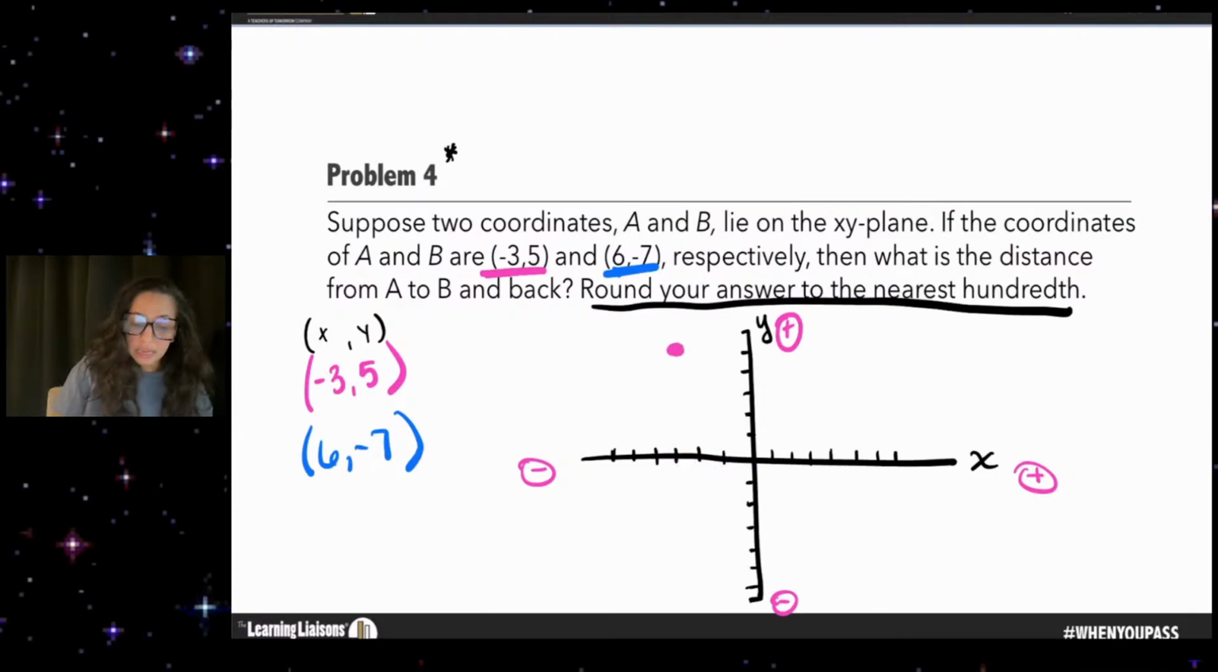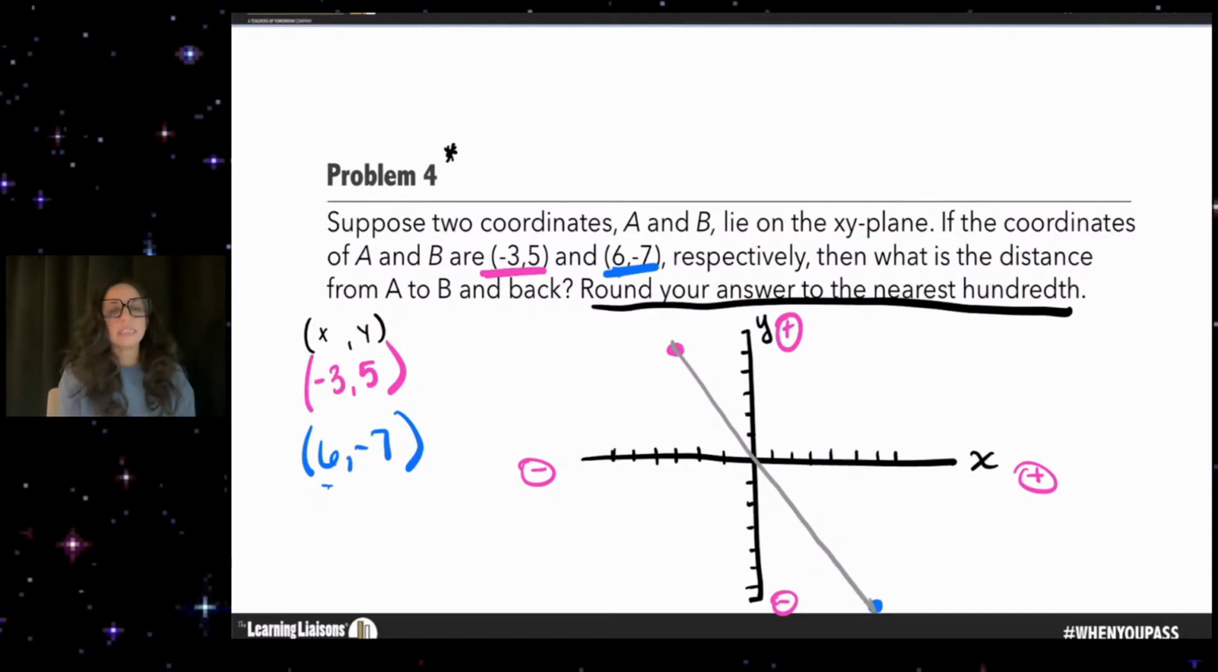Then I'm going to do the same thing with my blue. I'm going to go +6. 1, 2, 3, 4, 5, 6. -7. 1, 2, 3, 4, 5, 6, 7. Now, if you have coordinate grid paper that they provide you, that's a beautiful thing because then you can visually see this. Now I'm going to connect my 2 dots.